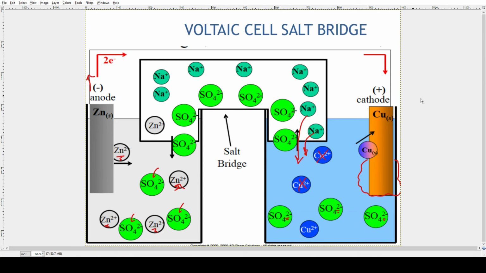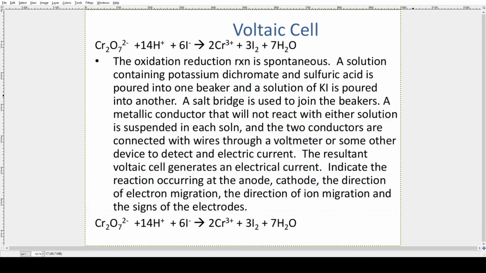Cool. All right. So now we're going to go into a practice problem. Oh boy. So the oxidation reduction reaction is spontaneous. A solution containing potassium dichromate and sulfuric acid is poured into one beaker, and a solution of potassium iodide is poured into another. A salt bridge is used to join the beakers. A metallic conductor that will not react with either solution is suspended in each solution, and the two conductors are connected with wires through a voltmeter or some other device to detect an electrical current. The resultant voltaic cell generates an electrical current.